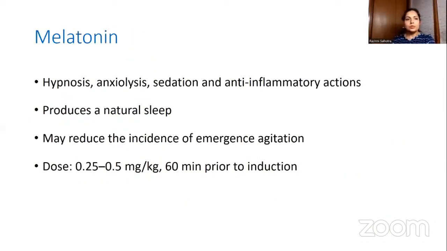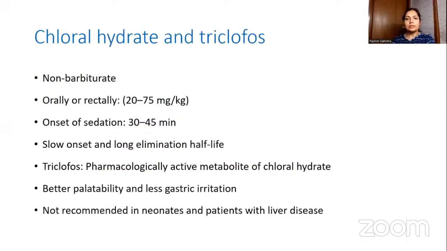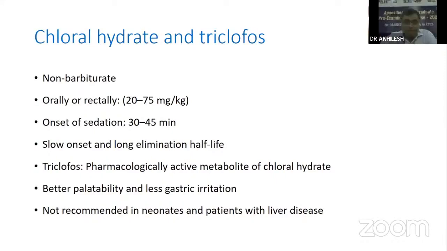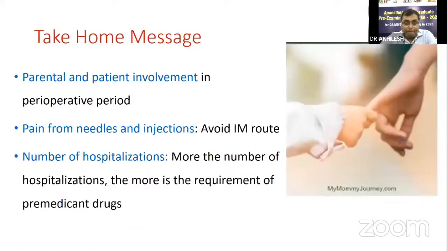Another agent that can be used is melatonin, which produces hypnosis, anxiolysis, sedation, and anti-inflammatory action. It produces a natural quality sleep and hence may reduce the incidence of emergence agitation. Chloral hydrate and triclofos were also used quite a number of times. Triclofos has better palatability and less gastric irritation, and it is the active metabolite of chloral hydrate. But they are not recommended in neonates and patients with liver disease, as that is the place of metabolism.